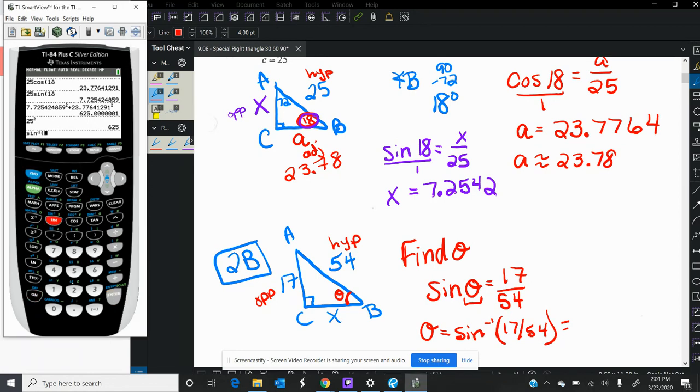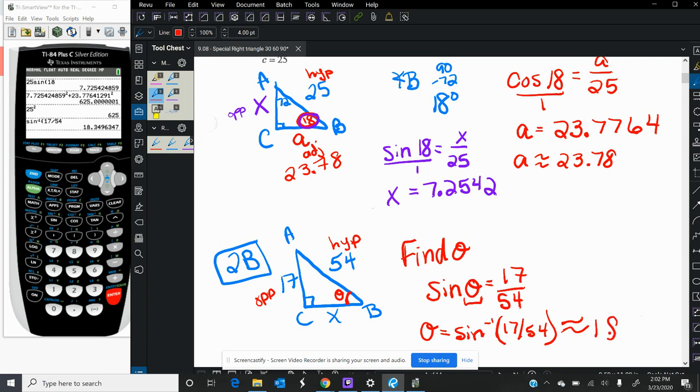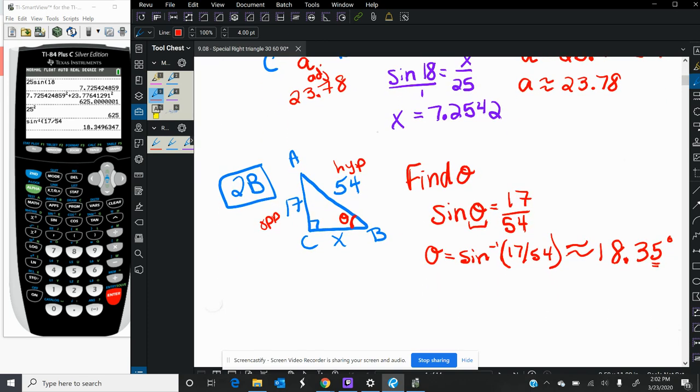So second sine, 17 divided by 54, then the negative 1. I take the second, first. We should get approximately 18.35 degrees. Now that's if we had to round to the hundredths place, let's say. But sometimes they might ask for degrees, minutes, and seconds. So if I amend my directions here, find theta to the nearest minute.